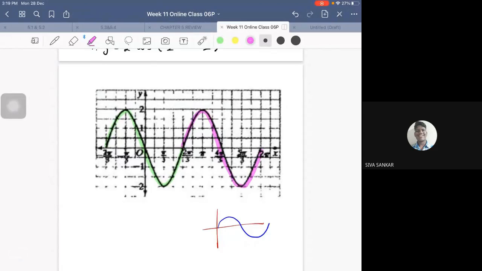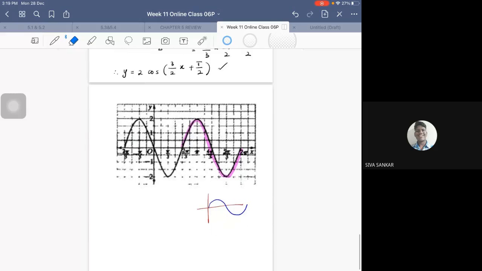Tapi supaya nak standardize jawapan and nak suruh lain sikit daripada yang sebelum ni, saya nak you come out dengan equation untuk yang purple ni. Okay, now you buat calculation. Cari apa dia equation untuk yang nombor 2 dalam bentuk sine. So do it now.